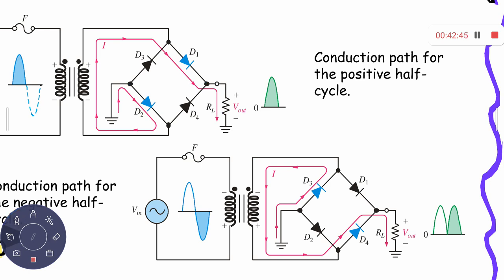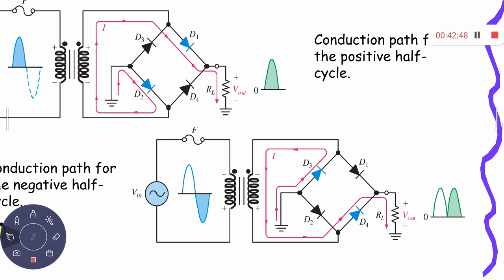Okay. Then what happens in the negative half cycle? Obviously, it is completely the opposite. D4 and D3. During the negative half cycle, this is at the higher potential with respect to this. So if I once again use the same nomenclature A, B, C, D, then during the negative half cycle, the potential at point D is more than the potential at point A. Potential at point C is once again at ground.